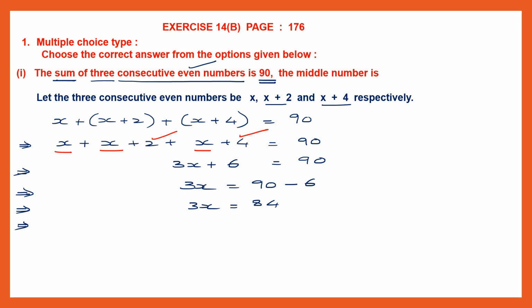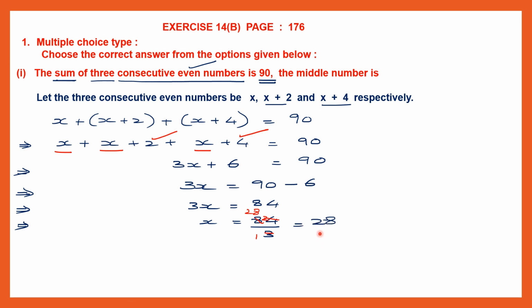Let's find the value of x. x is equal to 84 divided by 3, because we are transposing this to the other side, it becomes division. Let's divide this. So here we can cancel. 3 ones are 3, 3 twos are 6, here 24, 3 eights are 24. So we have found the value of x. x is equal to 28.